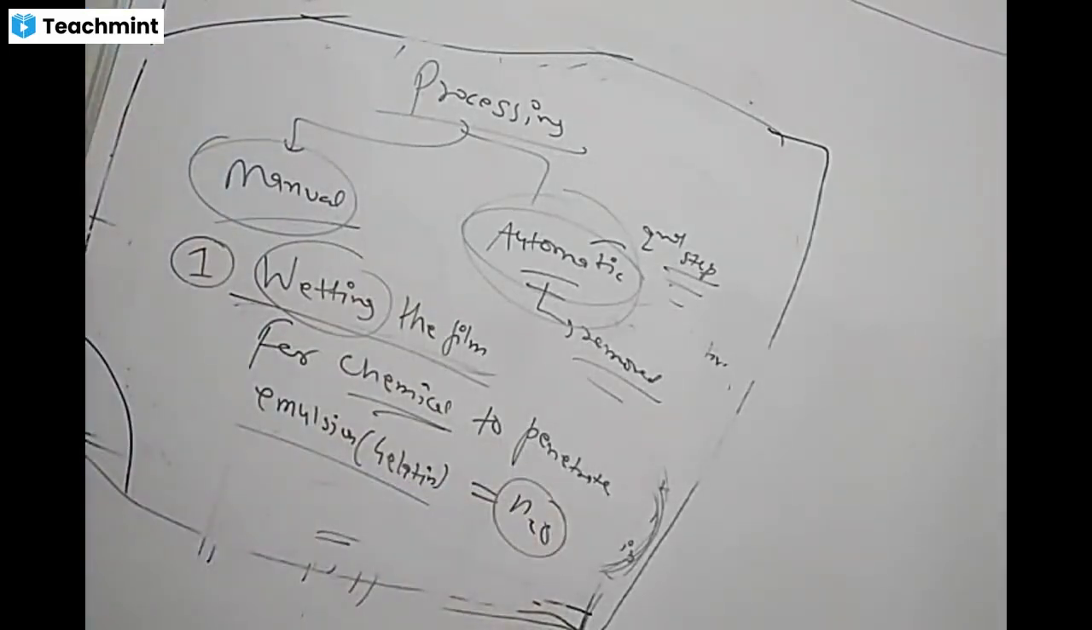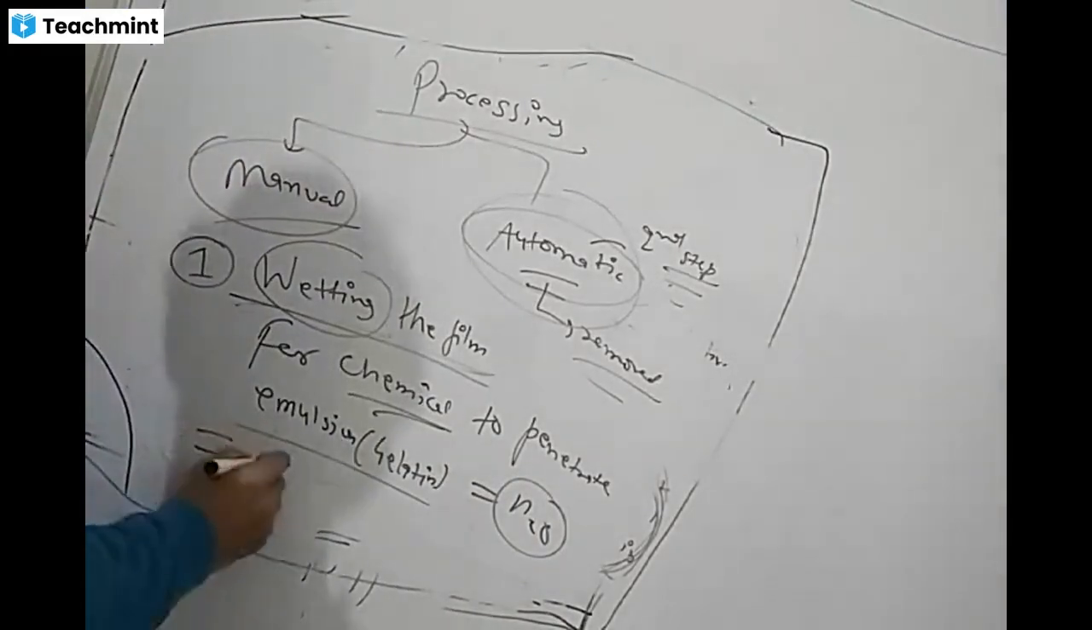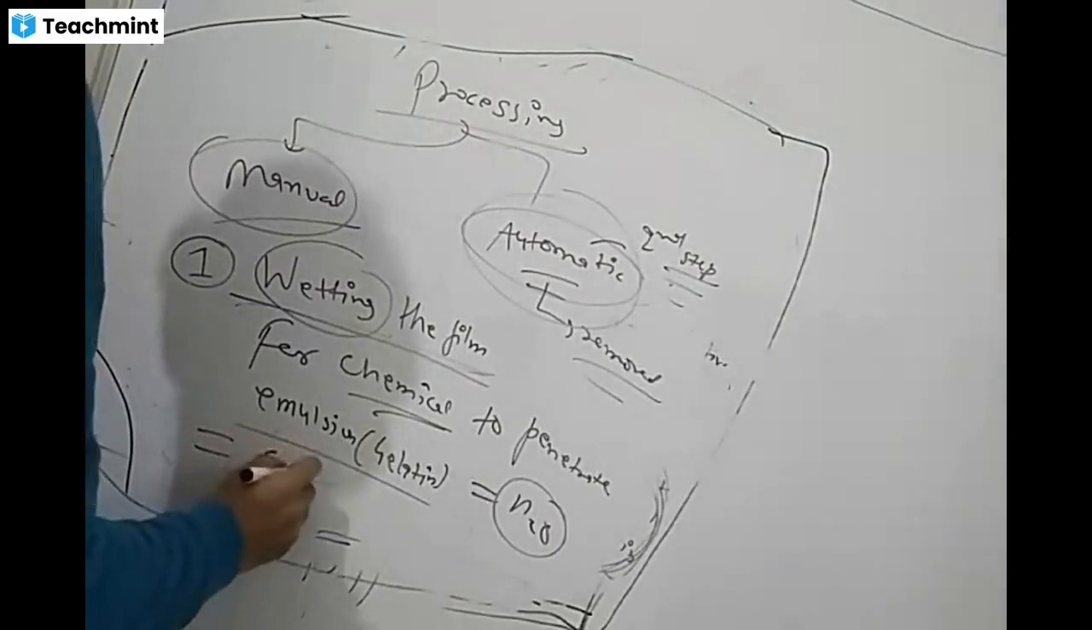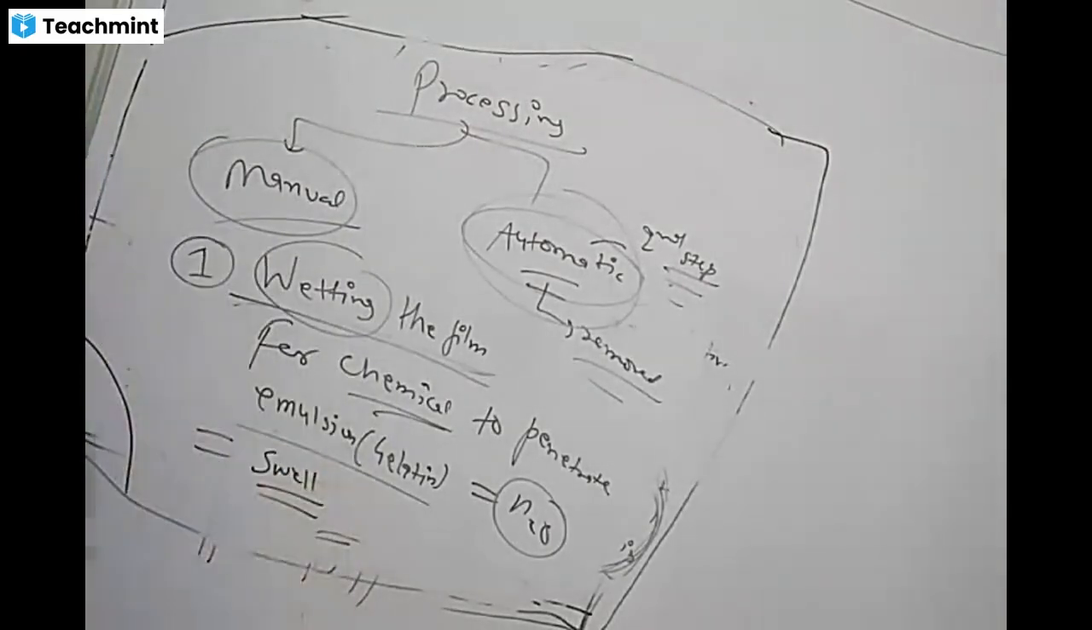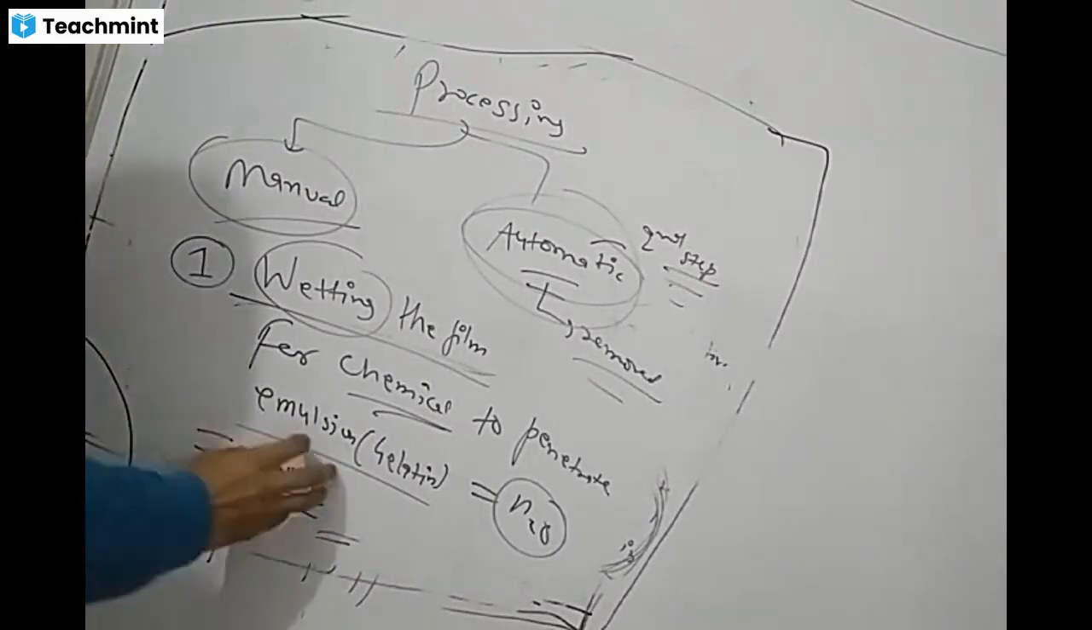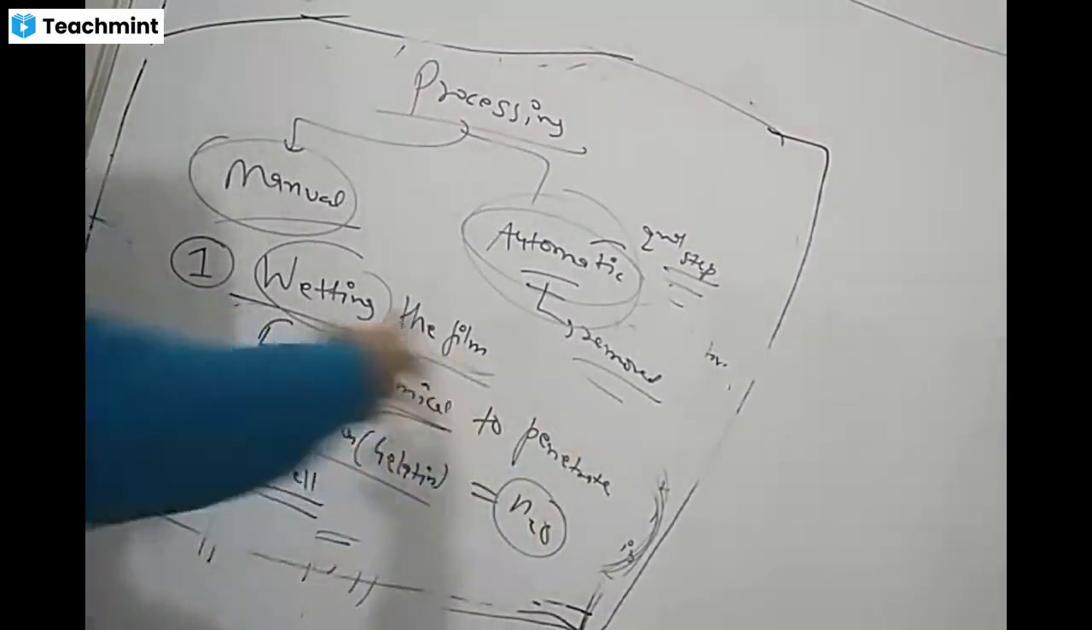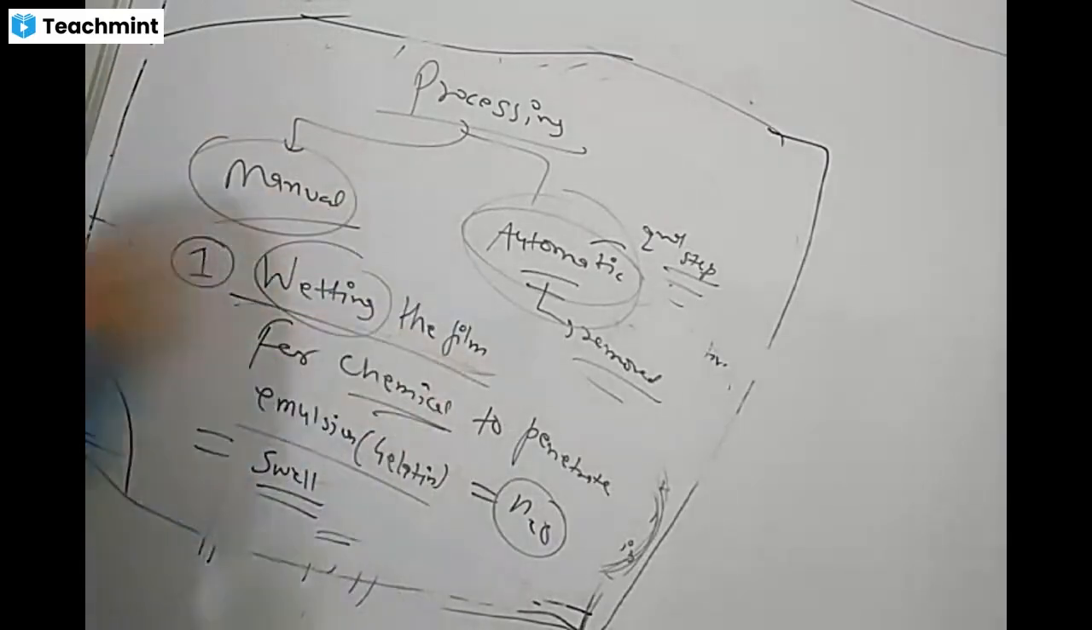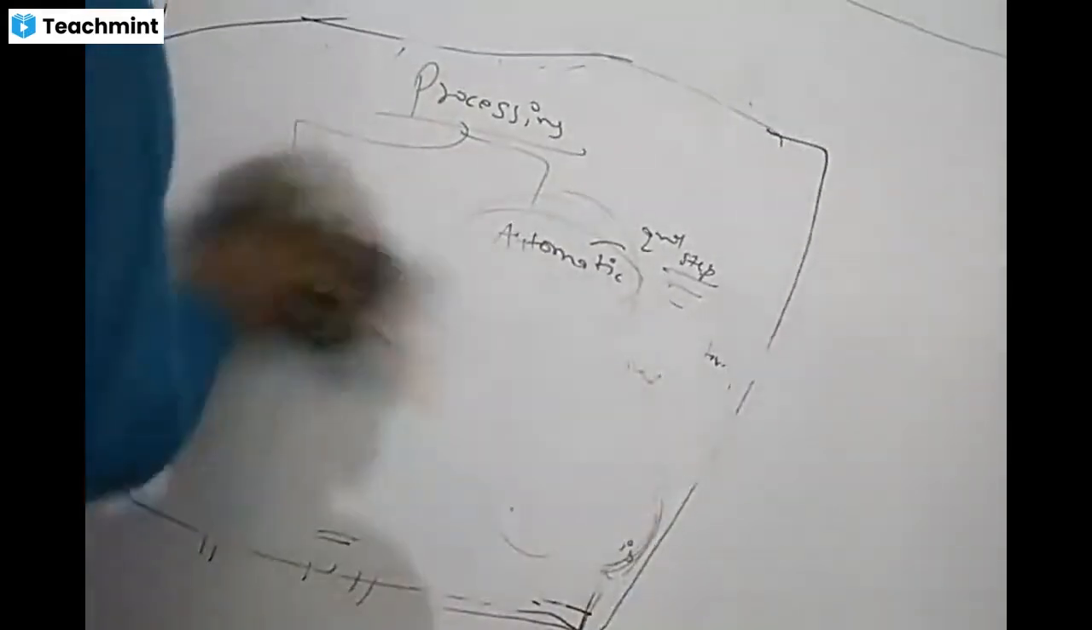So those chemicals will easily enter, and because of the wetting agent, the gelatin or emulsion will swell and become soft and allow the entry or penetration of the chemical. So this first step is the wetting of the film. This step is present only in manual processing, not in automatic processing.